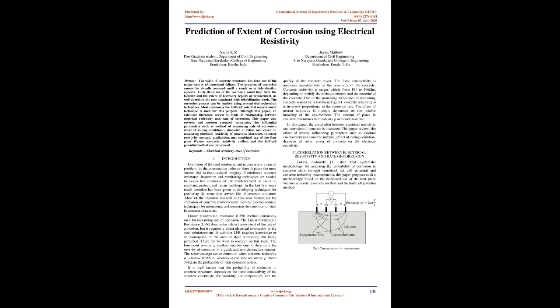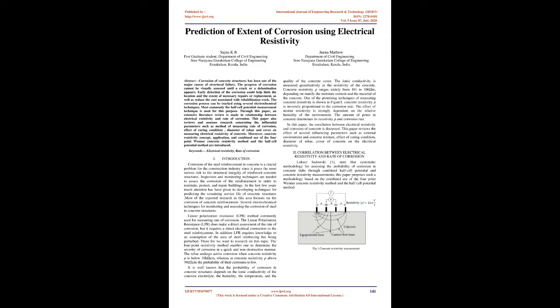The linear polarization resistance, LPR, method is commonly used for measuring rate of corrosion. The LPR does make a direct assessment of the rate of corrosion, but it requires a direct electrical connection to the steel reinforcement. In addition, LPR requires knowledge or an assumption of the area of steel reinforcing bar being perturbed. Therefore we want to research on this topic.